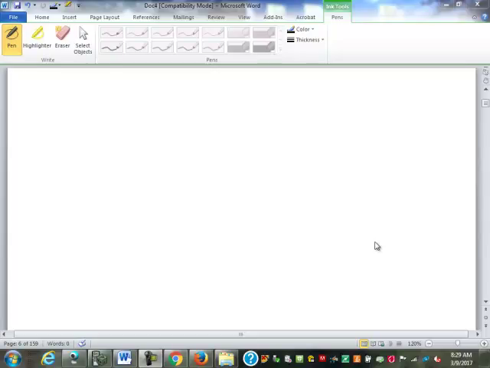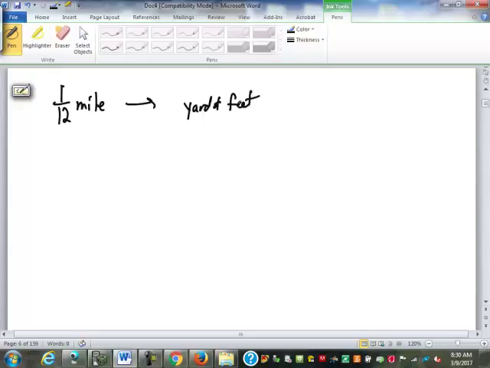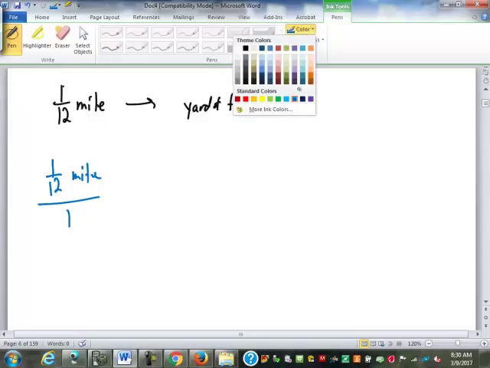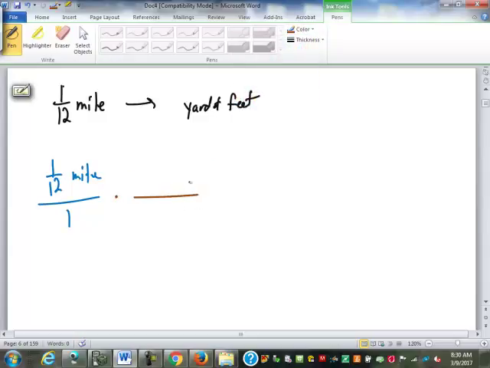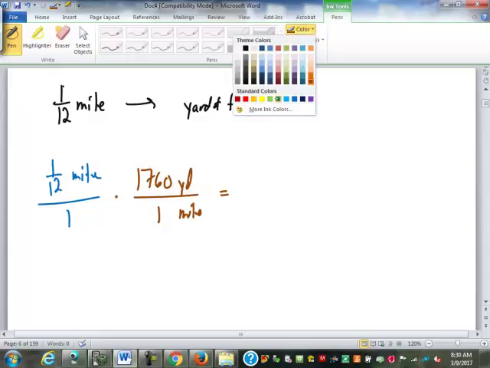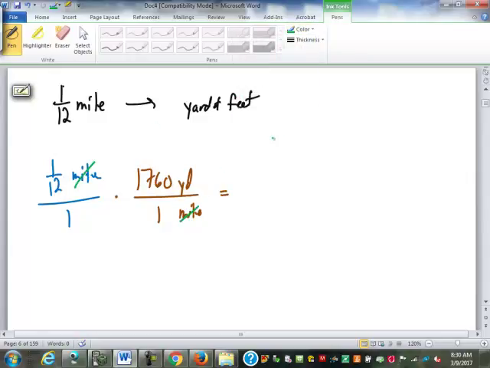Okay, so your question was 1/12 of a mile. We were to convert to yards and feet. So 1 mile, we're going to convert that 1/12 of a mile, put it over 1, convert it into yards first. So miles and yards, 1 mile, 1,760 yards. Miles go bye-bye. 1,760 times 1/12.